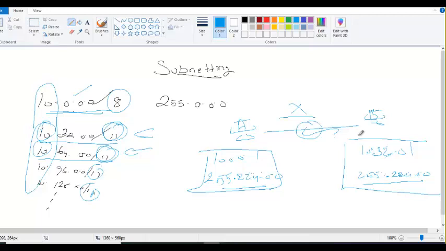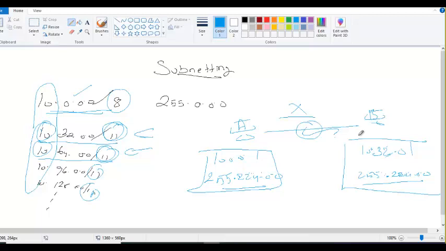So subnetting is breaking down one big network into multiple networks. Why? Because I want multiple networks. In my company, I have different departments. I want different networks because I have different companies. Sorry, different departments.